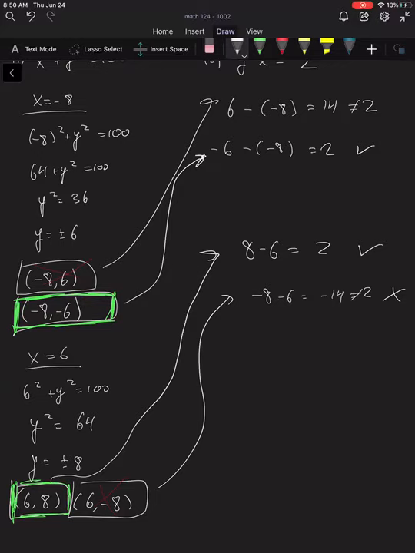Next one. I don't know if we could do 10.